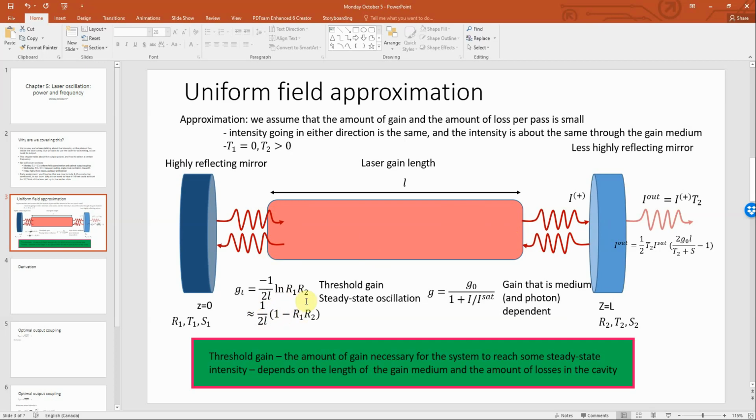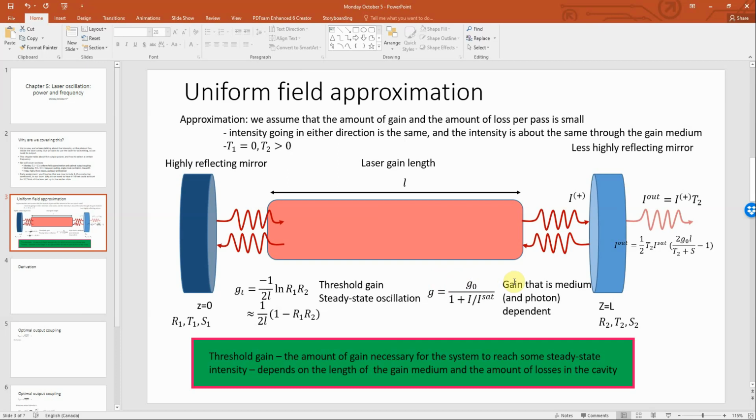And what we saw on Friday was the threshold gain for steady state oscillation. So this was the gain that we had when we were at steady state, which means that our laser intensity wasn't changing as a function of time, but it also meant that our state populations weren't changing as a function of time.